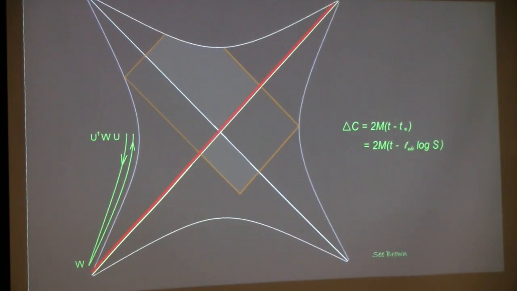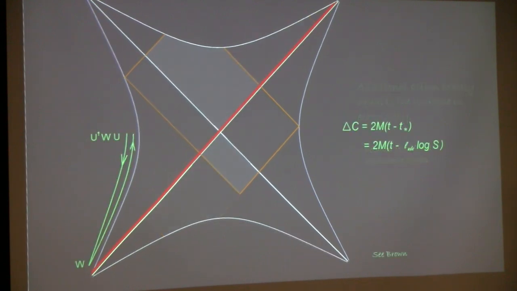Why minus the scrambling time? Because there's a lot of cancellation. This was a single qubit operator. Most of U cancels most of U dagger, but that persists for a scrambling time, and at the end of the scrambling time, that's when the complexity first starts to increase. And if you plug in what the scrambling time is, the answer is twice M t minus the radius of curvature of the AdS space times the logarithm of the entropy of the black hole, a fairly complicated formula. Not one that you might have guessed immediately.